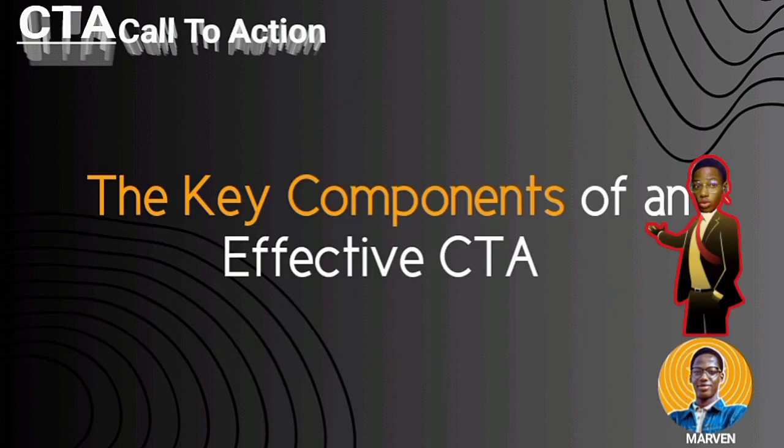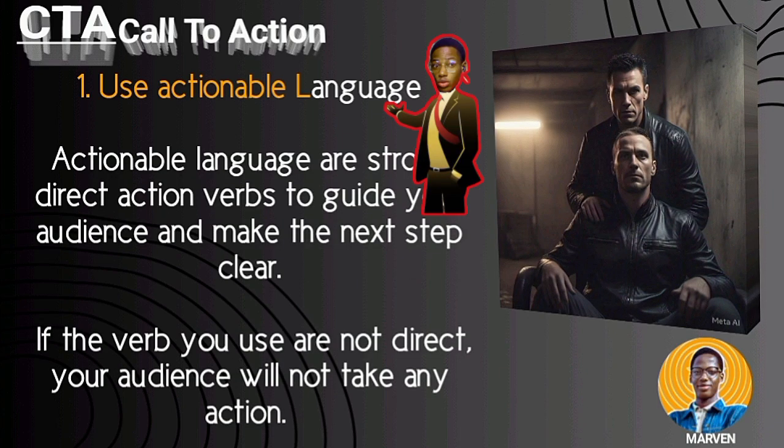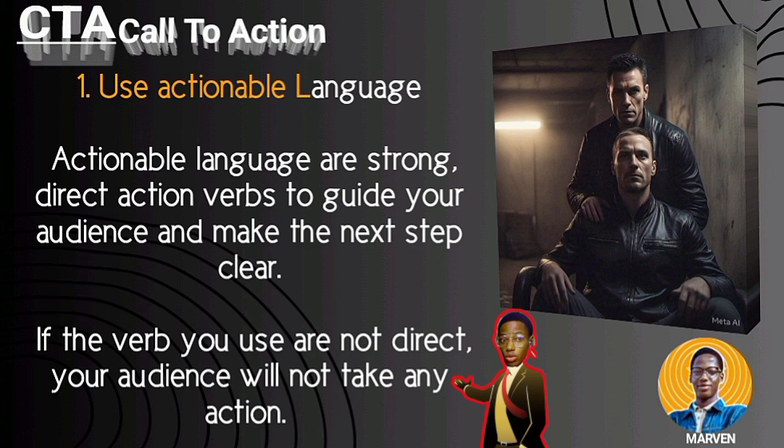So now we'll be looking at the key components of an effective CTA. We as well will be talking about the ineffective CTA, where we have the vague CTA that does not truly persuade the audience to take actionable steps. The first is to use actionable language. There is actionable language and language that is not actionable. We call it direct and indirect action verbs. If you use non-direct action verbs, your audience will not take any action, right?